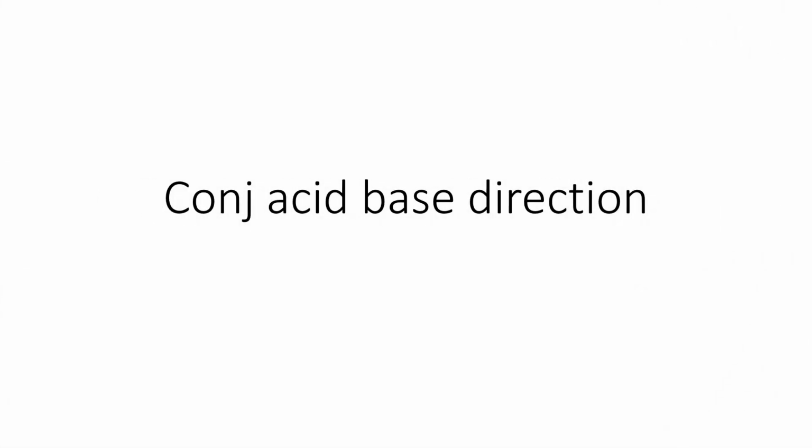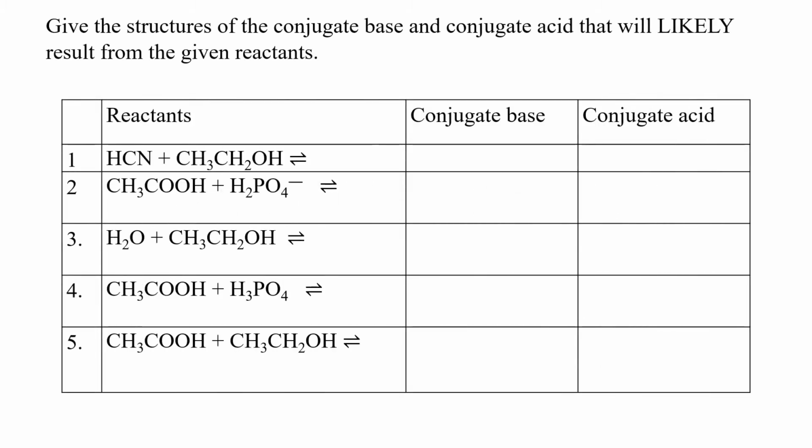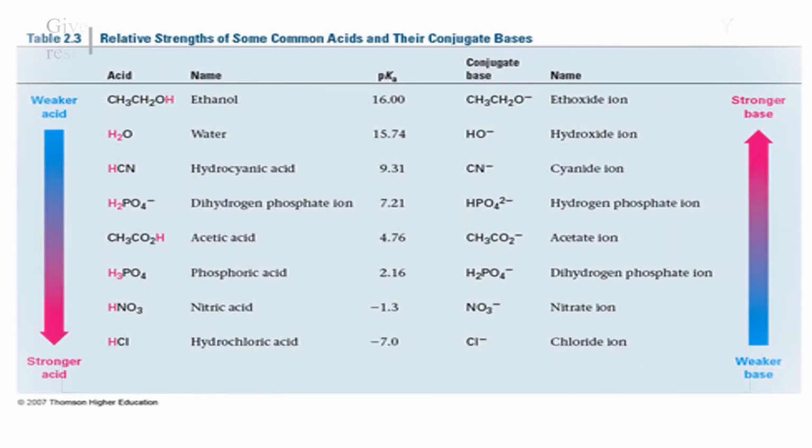Conjugate acid-base direction of reaction. You were given these problems. You are asked to give the structures of the conjugate base and conjugate acid that will likely result from the given reactants. So these are the given reactants. To answer the questions, we need to be guided by this table. This is Table 2.3 from your book.